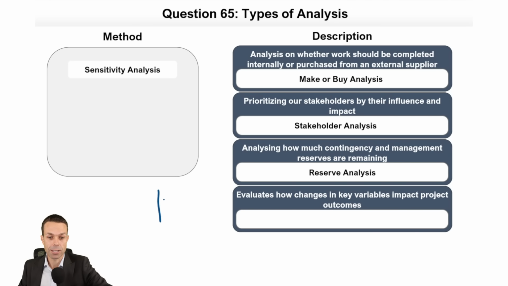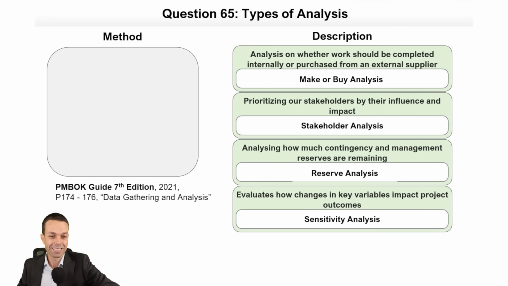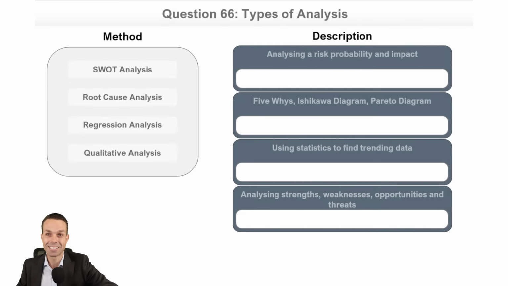Analyzing how much contingency and management reserves are remaining, that is our reserves analysis. And that looks like a little burn down chart, actually. We've got our reserves and how much do we have remaining? Just pretty simple. Doesn't have to be too complicated. Evaluating how changes in key variables impact project outcomes. Okay, last one is our sensitivity analysis. And what else can we call sensitivity analysis? It is a tornado chart because we've got 0 here, and is it a little bit to the left? Is it negative or is it positive? Negative, positive. And it ends up looking like a tornado. Let's quickly check. And that is good. Page 174 to 176, Data Gathering and Analysis in the PMBOK Guide, 7th edition.